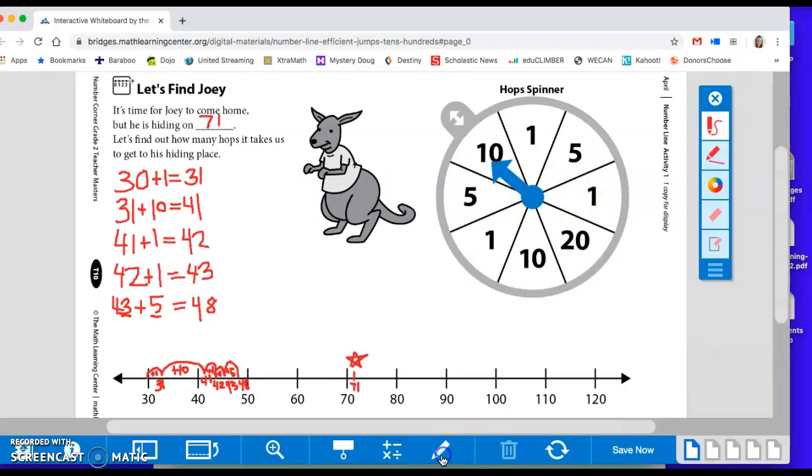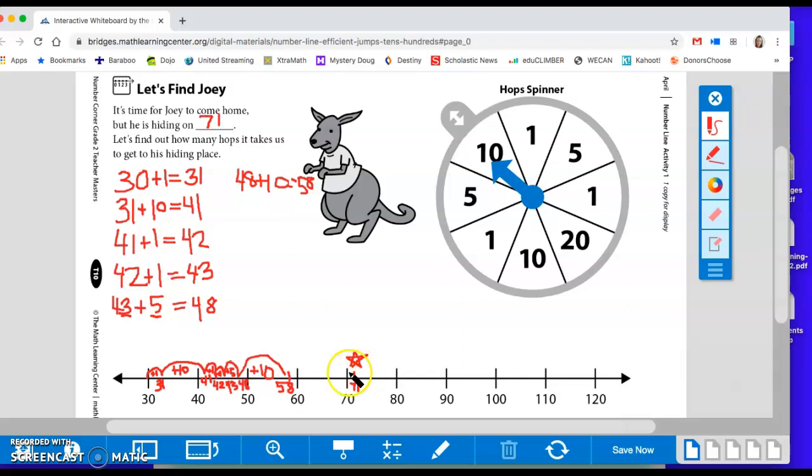Plus 10. Okay, so keep recording. I was at 48, and now we've plus 10. And what does that equal, second graders? 48 plus 10 is 58. All right, where would 58 be on my number grid, or my number line? Let's see, 50 is here, 60 is here, so 58 is a little bit before 60. So I'm going to say right here. So hop of plus 10 gets me to 58.